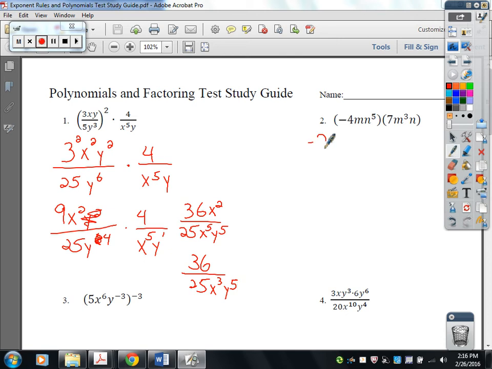Alright, next one. Negative 4 times 7 is negative 28. This is going to be m to the 4th, n to the 6th. Add the 1 and the 3, add the 5 and the 1. Moving on.